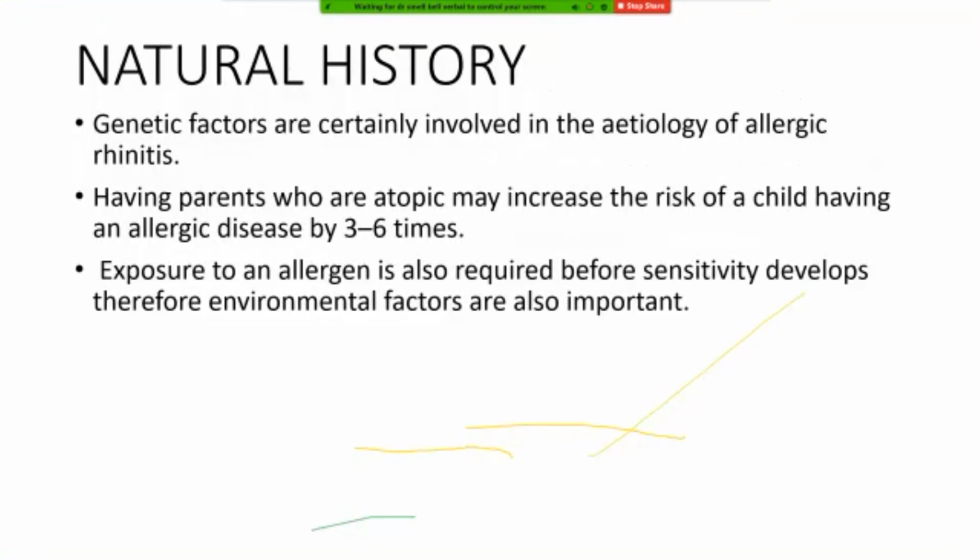Genetic factors are certainly involved in the etiology of allergic rhinitis. Having parents who are atopic may increase the risk of a child having an allergic disease by 3 to 6 times. Exposure to an allergen is also required before sensitivity develops. Therefore, environmental factors are also important.